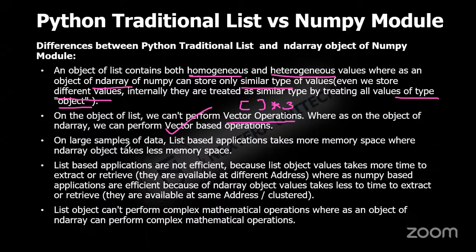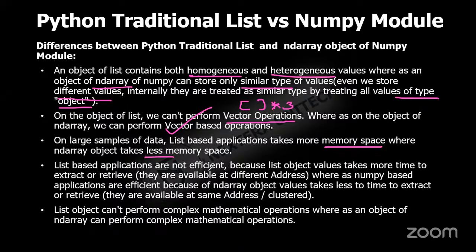When we are working on large samples of data, if we are trying to build a list based application, it consumes more memory space. Whereas an NDarray object will consume less space. This is the primary difference between a list object and an NDarray object. A list object will occupy more memory space, whereas an NDarray object will consume only less memory space.